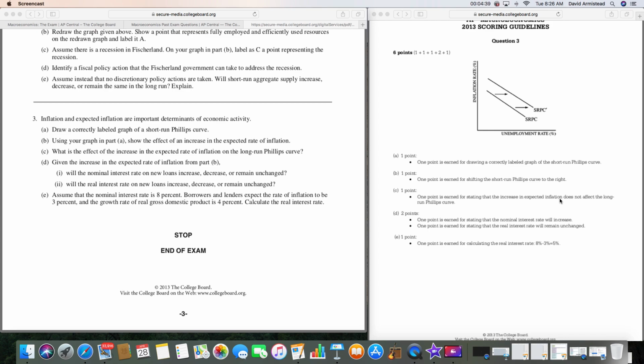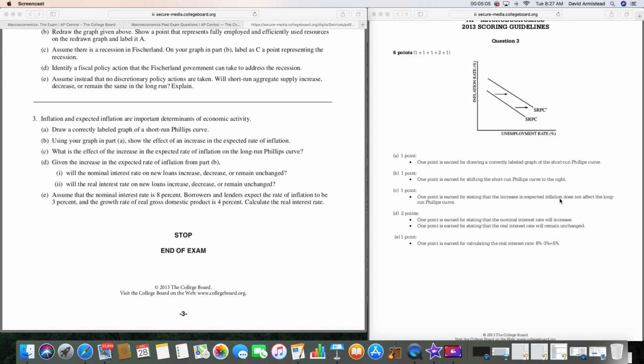Given the increase in the expected rate of inflation from Part B, will the nominal interest rate on new loans increase, decrease, or remain unchanged? One point is earned for stating that the nominal interest rate will increase. Why? Because banks are going to build that inflation into the nominal interest rate.